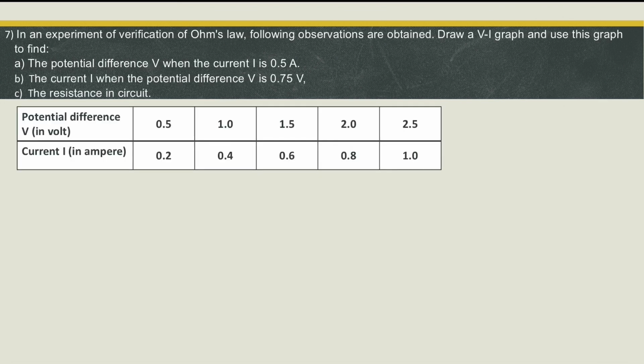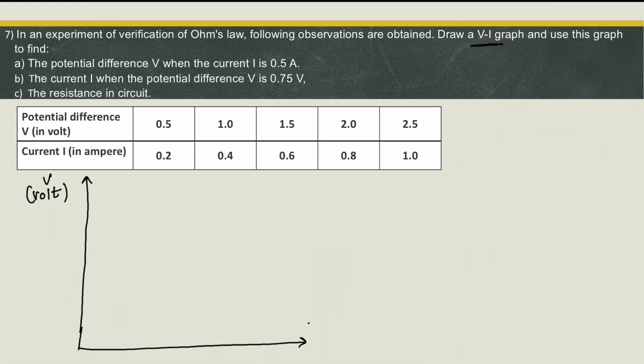Numerical number 7. In an experiment of verification of Ohm's law, following observations are obtained. Draw VI graph based on the information given. Alright, so we are asked to find out VI graph. Now when we have to draw VI graph, which quantity will come on y-axis and which quantity will come on x-axis? As the question says VI graph, meaning potential difference V must be on y-axis, and since V is measured in volt, along with the quantity, its unit also must be properly labeled. So y-axis is labeled as V and the unit is written in the bracket.